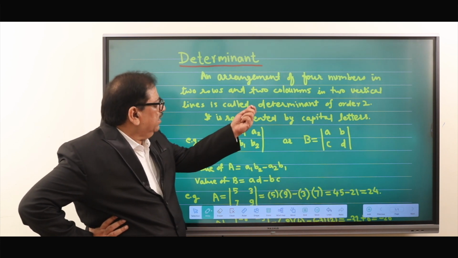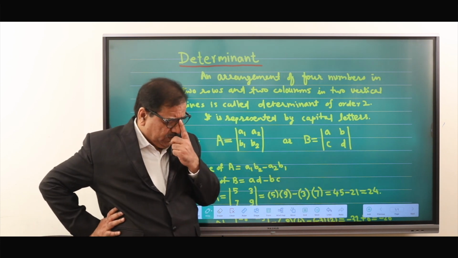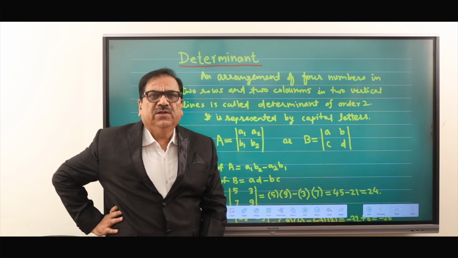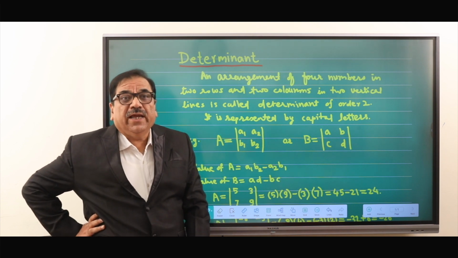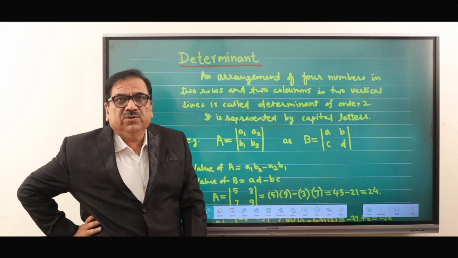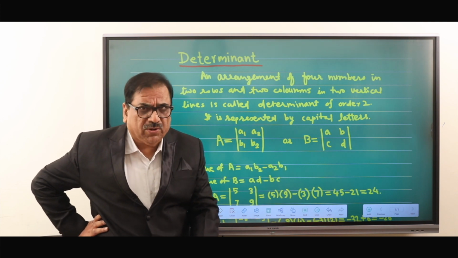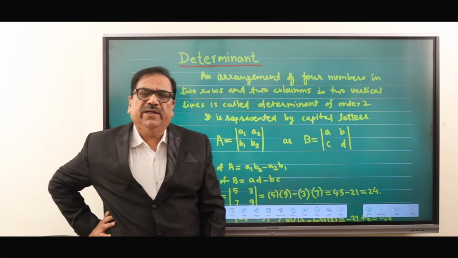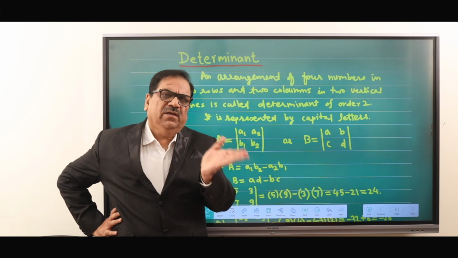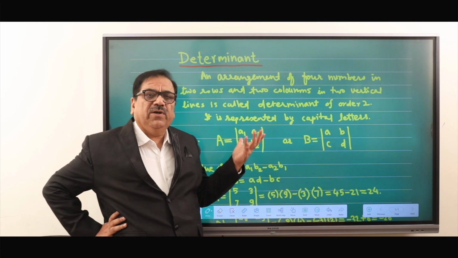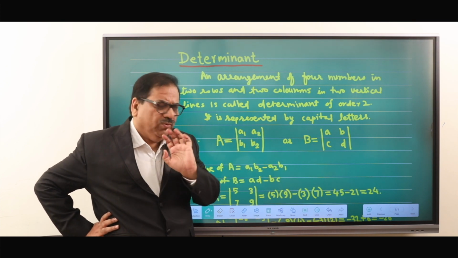We are learning here the determinant of order 2. There is also a determinant of order 3. A determinant of order 3 means 9 numbers, 3 rows and 3 columns. You will learn determinants of higher order in higher classes or higher mathematics. We will learn here only the determinant of order 2.